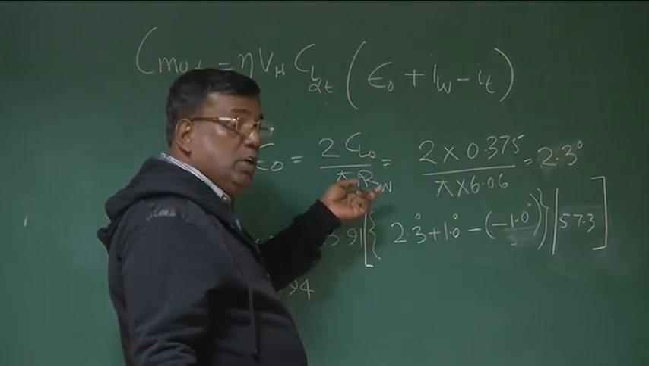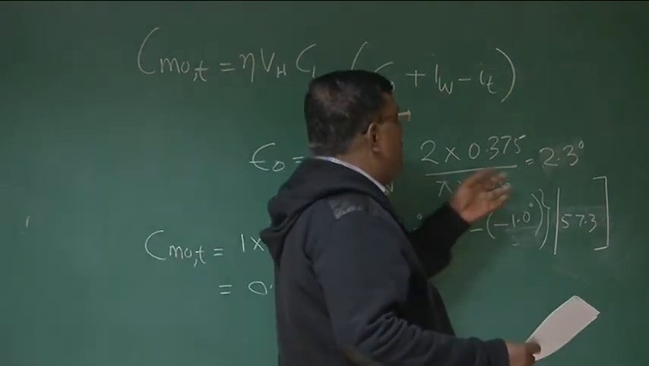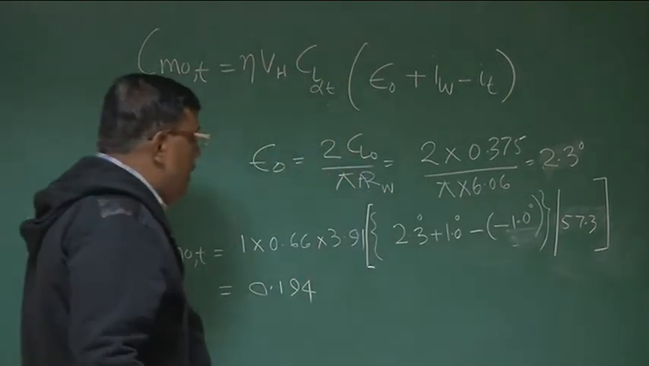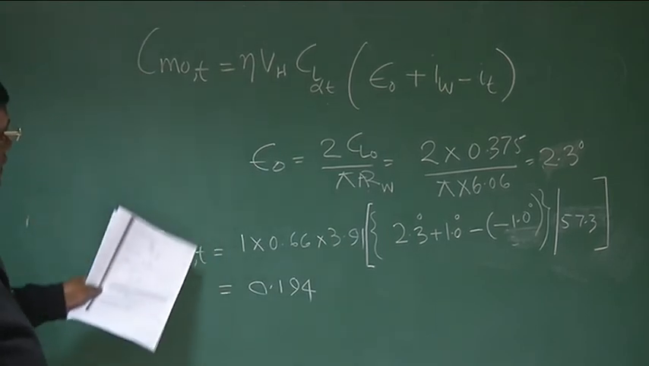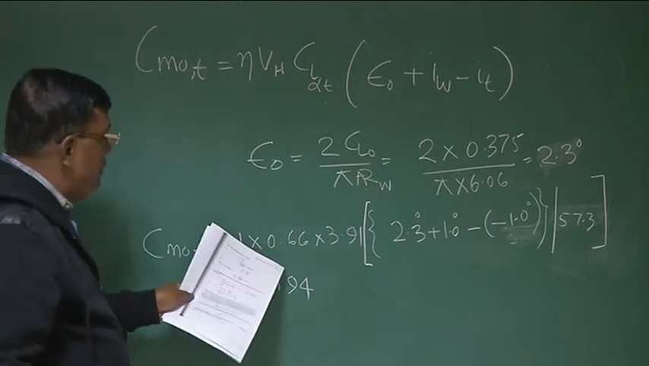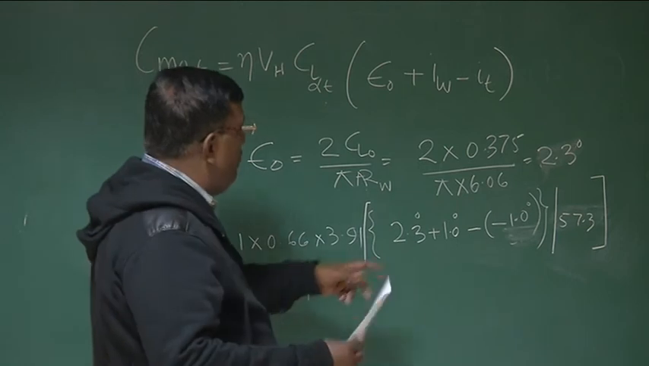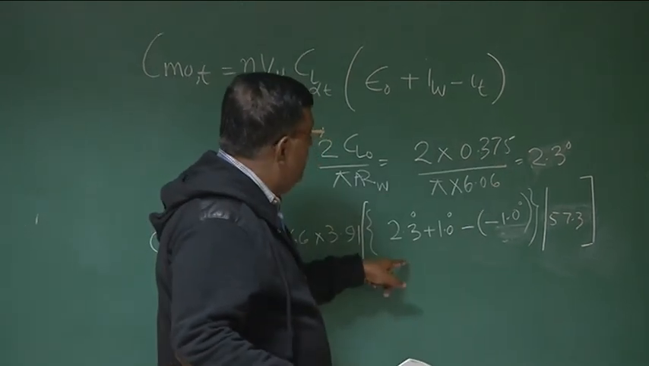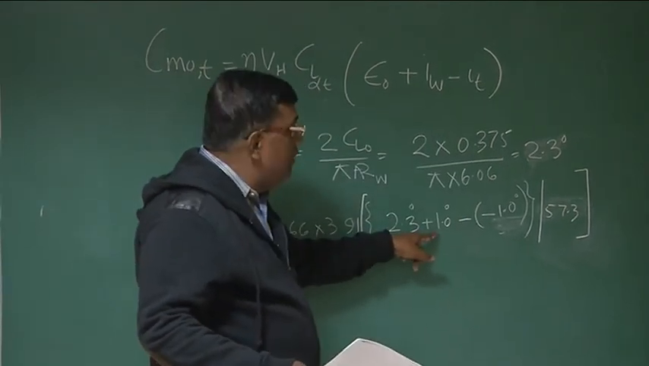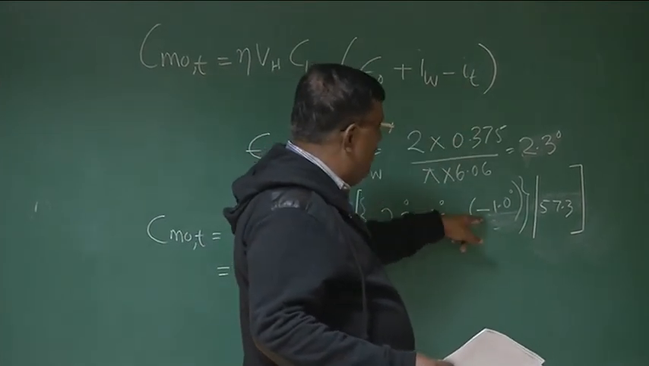Aspect ratio we have computed to be 6.06. So if I use this expression, I get epsilon naught as 2.3 degree. Okay? So if I put all those things here, I could check eta again. I have assumed 1, VH 0.66, CL alpha tail 3.9, epsilon naught 2.3 calculated from here. 1 degree is the wing setting angle given. IT is minus 1 degree, so minus IT means minus 1 degree.